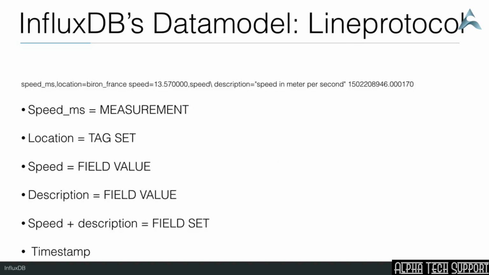This is how measurements are coming into the database. You see speed, meters per second, is a measurement. The location is a tag set. In this example, the location is only one tag, thus it's also the tag set. Speed is a field value. Description is a field value. Speed plus description is a field set. And at the end, there's a timestamp in milliseconds.